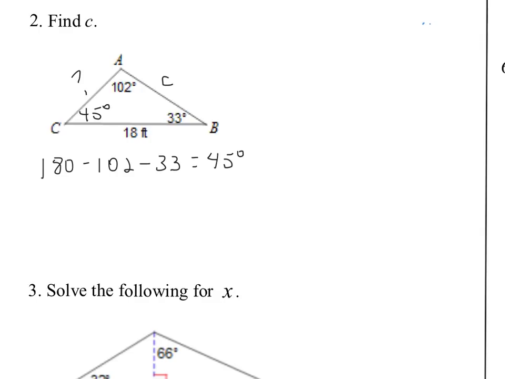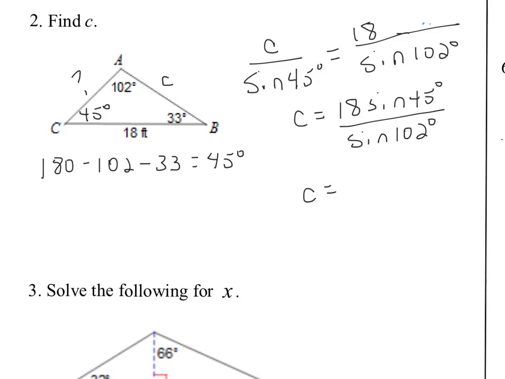Now I'm going to use the law of sines. When I cross multiply this, I get 18 times the sine of 45 degrees divided by the sine of 102 degrees. Don't forget to push the sine button here. This is sine of 45 degrees, sine of 102. Make sure you're using your sine button. The answer we get is that side C is about 13 units. And since we don't have a measurement, we're just going to use the word units. And that would be our final answer for number 2.